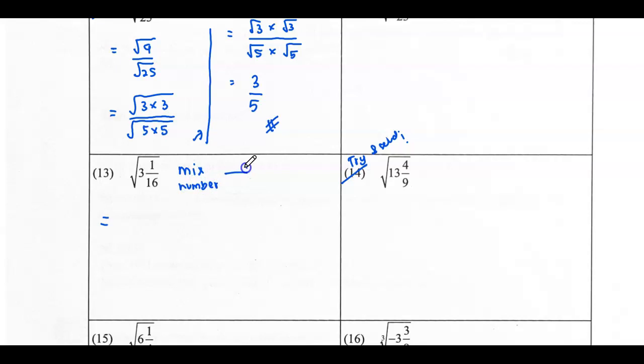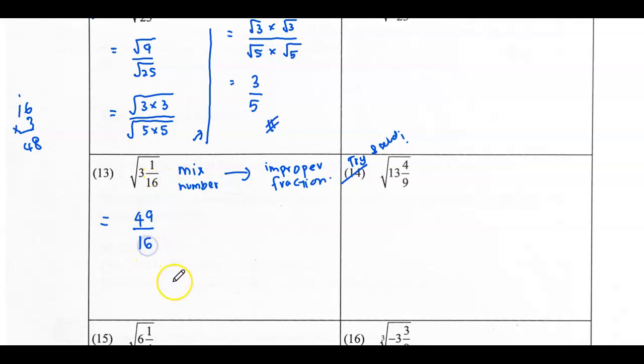Mixed numbers, this is the tip. You need to change it into improper fraction before you can answer the question. Now, 16 multiplied by 3 is 48, plus 1, thus you'll get 49 over whatever we have here as a denominator, which is 16.